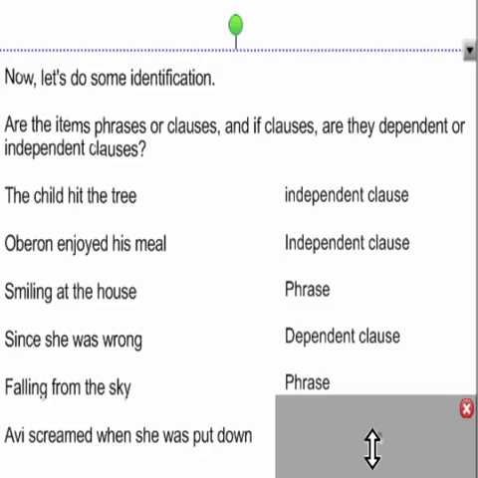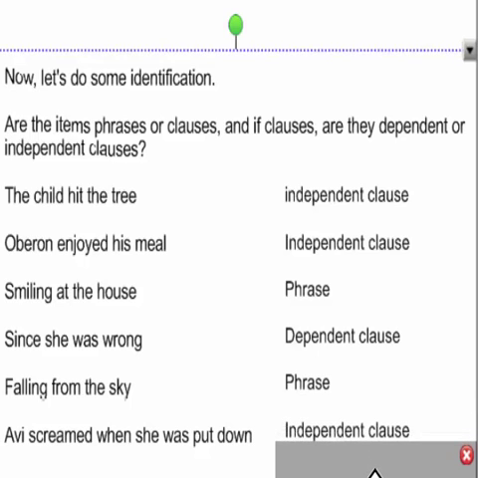Avie screamed when she was put down. So subject, is there a verb? Okay, so just to give you an example of how to do these. So there's a quick mini lesson for you.